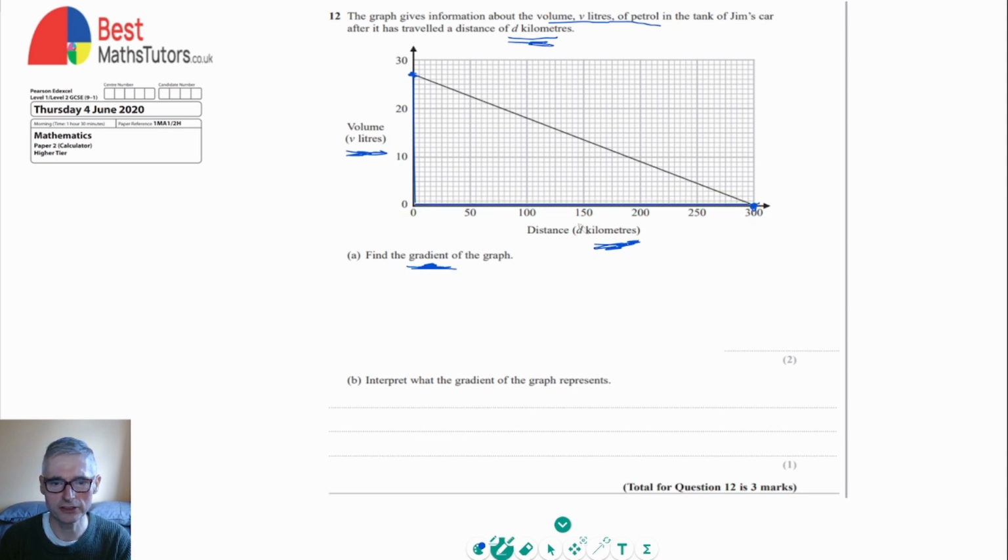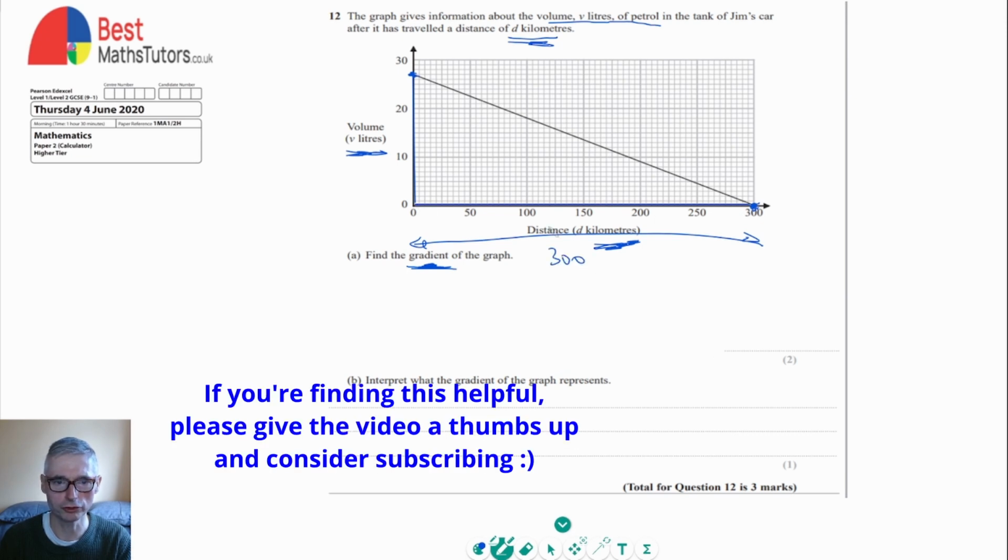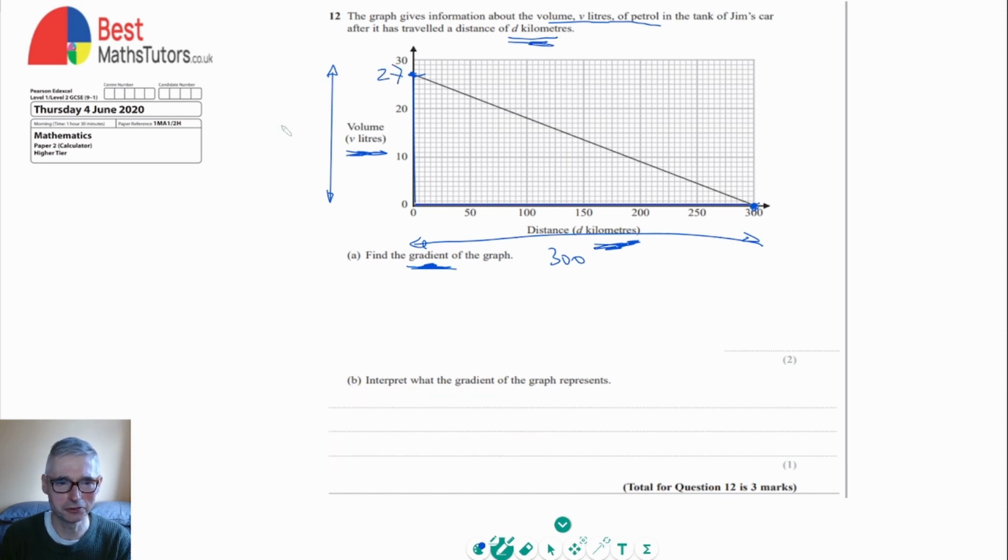And we can try and measure the distances. So this line here, since that point there is 300 and it goes from 0, that distance must be 300. And the distance that it falls in that time, if we look at the graph, it's actually fallen by 27, so it's minus 27 because it's gone down.